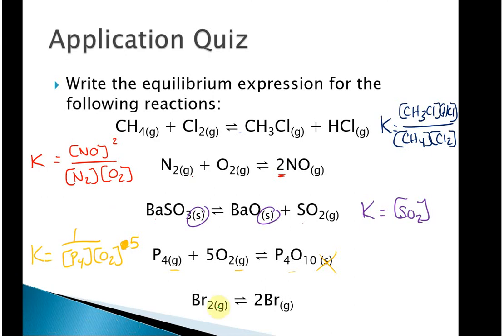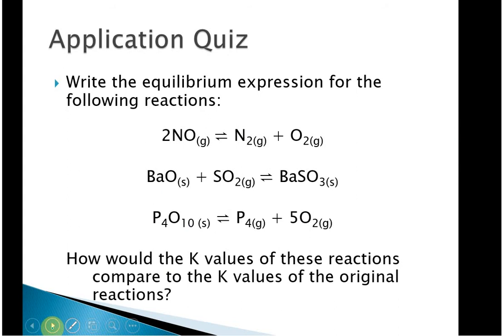Okay, for this guy, this is balanced, so we're going to put our products, which is Br squared, because of this 2, over the Br2 concentration, like that. And now we have our equilibrium expressions for all of these. If we do the equilibrium expression for these, go ahead and hit pause and write those out.